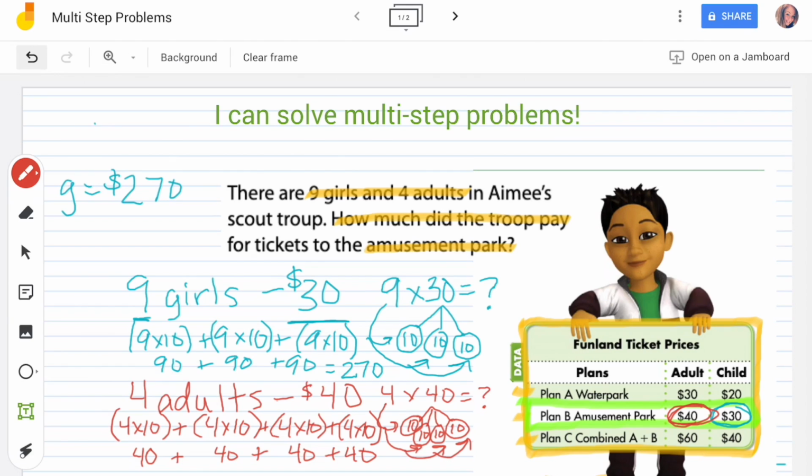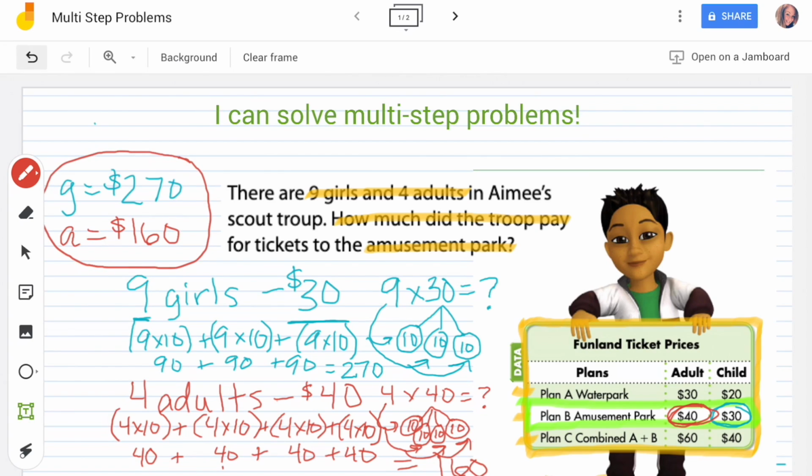40 plus 40 is 80. 80 plus 40 is 120. 120 plus 40 equals 160. That tells me that the cost for the adults equals $160.